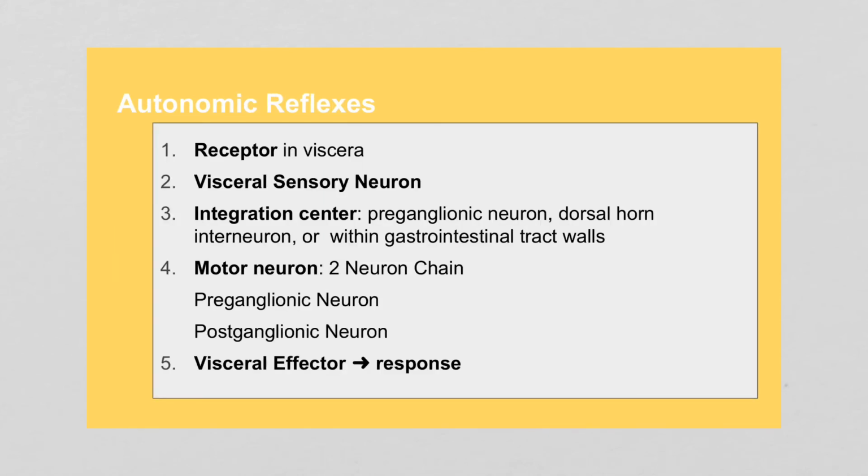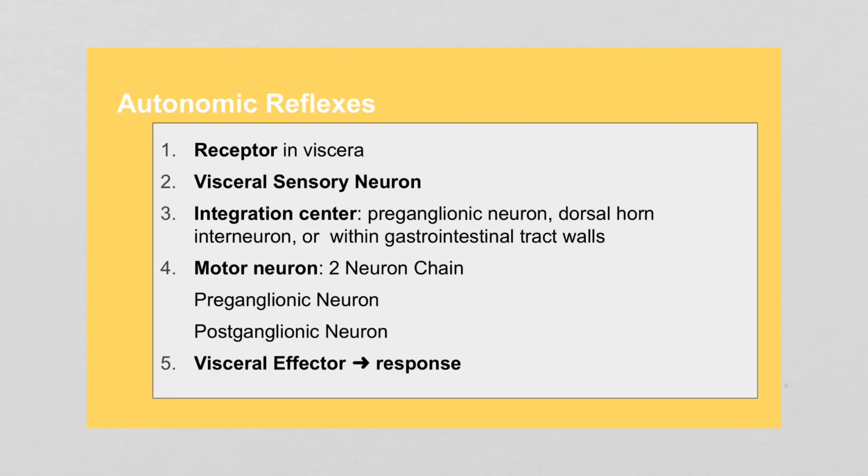Because the autonomic nervous system is not under conscious control, it is dependent on autonomic reflexes. The receptors for these reflexes are found within the viscera. Information from those receptors is going to travel up the afferent pathway through a visceral sensory neuron to an integration center. In this case, an integration center may be a preganglionic neuron. It might be an interneuron that's found in the dorsal horn of the spinal cord, or a neuron that's found within the gastrointestinal tract walls.